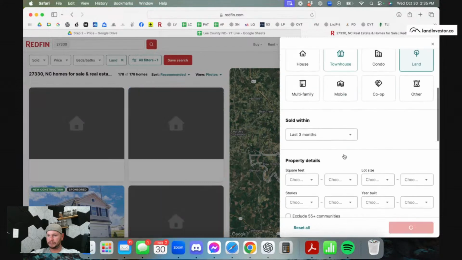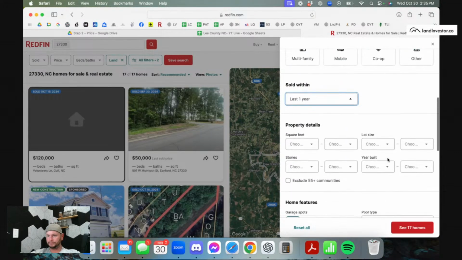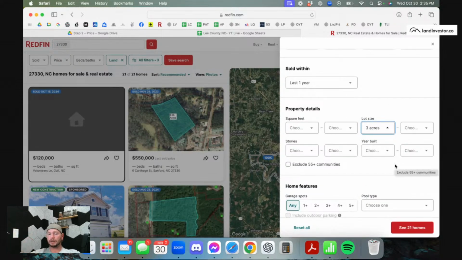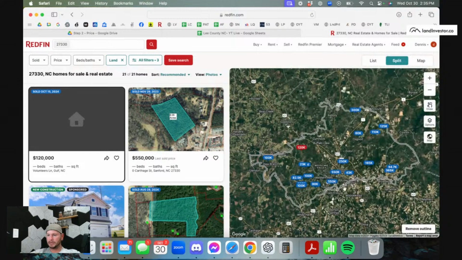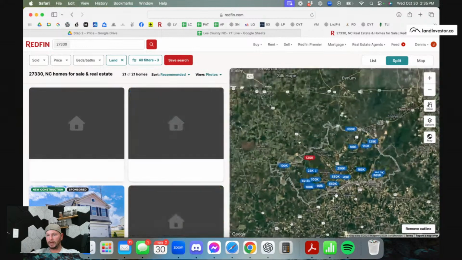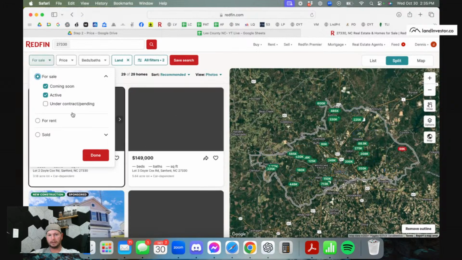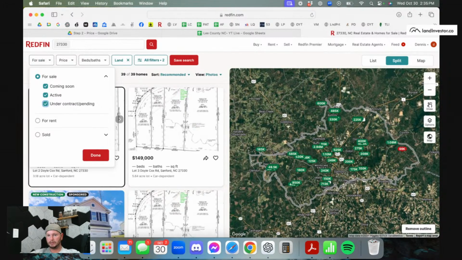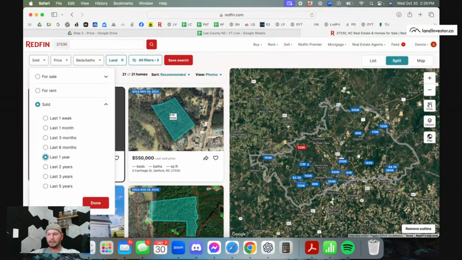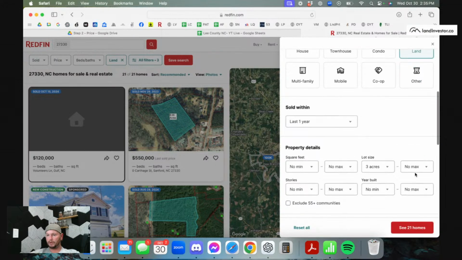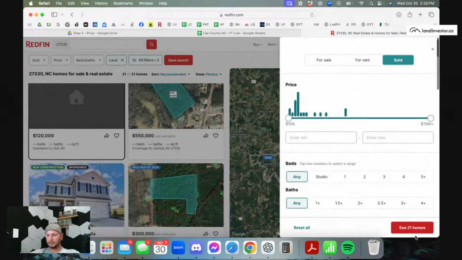All right, so we got land. We're going to go in here. I want to look at the last year. I'm going to pull 3 acres plus. I don't care, no upper limit, doesn't matter to me. So I'm going to see 21 homes. Now, there's not a lot of data to price with, so this is actually going to be a little tough, but I think we can do it. Let's just look at how much is for sale, under contract, pending as well. I'm actually going to do something a little different today. I'm going to pull the pending and under contracts as well. 3 acres plus. Okay, done.